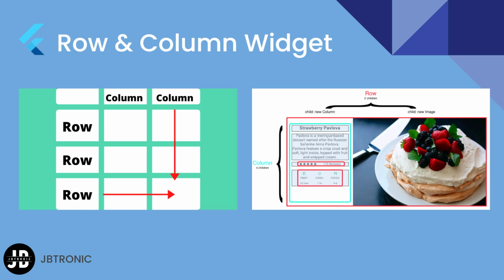Rows make a horizontal layout while columns make a vertical layout, as you can see in this image. We will start by creating a new Flutter project and then we'll go through a series of examples demonstrating how to use rows and columns to create different layouts.